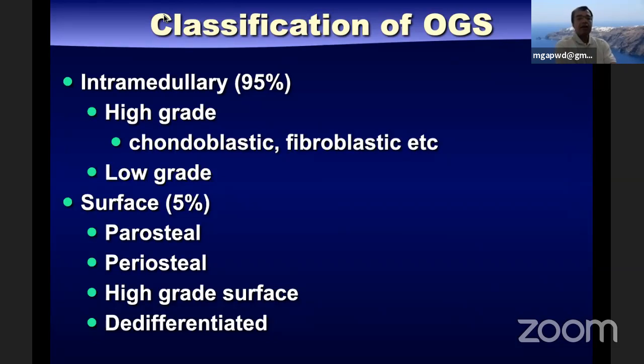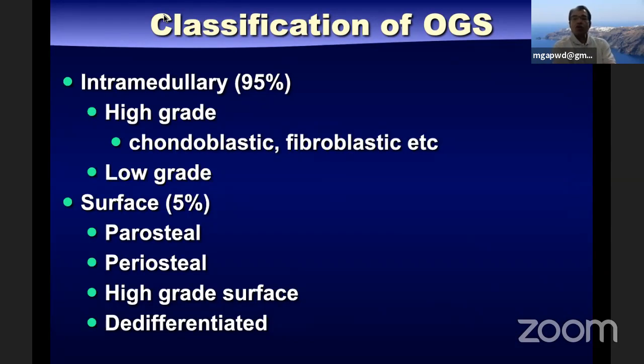It is high-grade, and it by itself is also classified into various subtypes depending on histology, like chondroblastic, fibroblastic, etc. But again, we will discuss the importance or the relevance of seeing these different histologies shortly. The other variety of intramedullary osteosarcoma, which is rare, is a low-grade osteosarcoma. Again, I will discuss it subsequently after we have finished discussing the high-grade osteosarcoma.